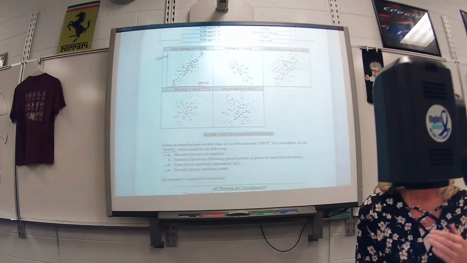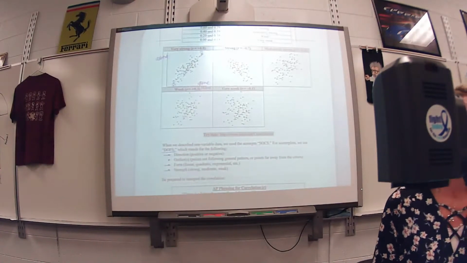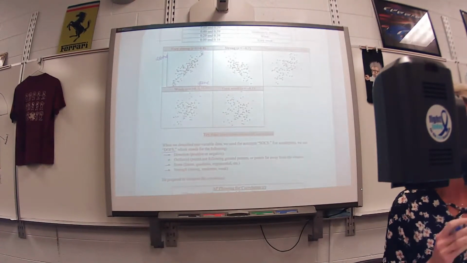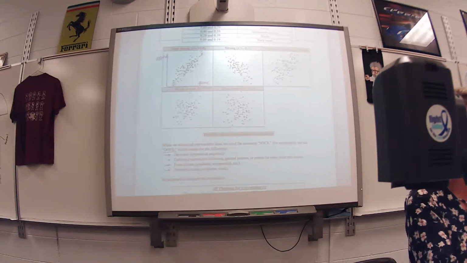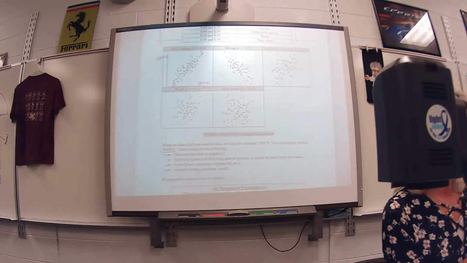And that's what you always want to do when you describe an outlier in a scatter plot. Why is it an outlier? Is the response higher than you would have expected or lower than you would have expected?